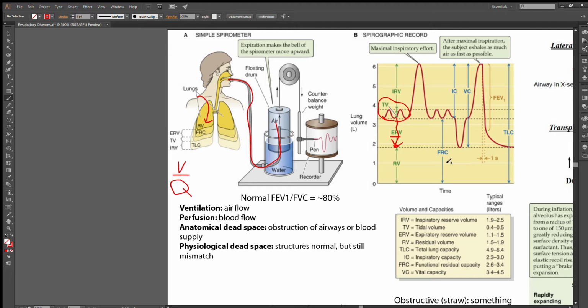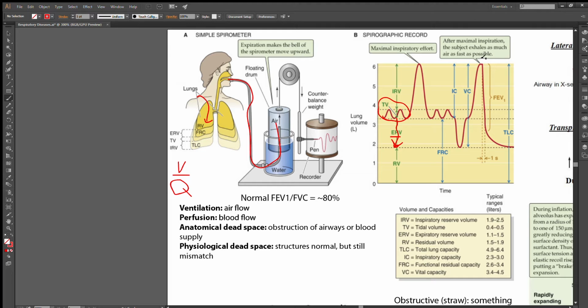So for instance, functional residual capacity is just ERV plus RV, whereas total lung capacity, so that's everything, is just IRV plus TV, tidal volume, plus ERV, expiratory reserve volume, plus RV, that's residual volume. So that's everything here, total lung capacity. So how are you going to measure if there's something going wrong with a person?